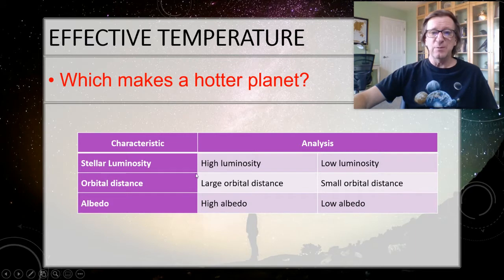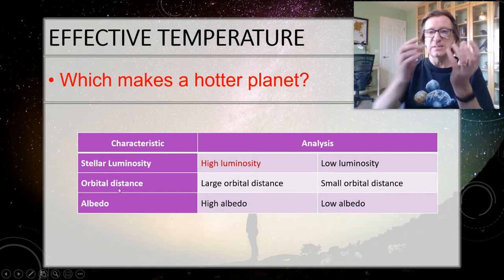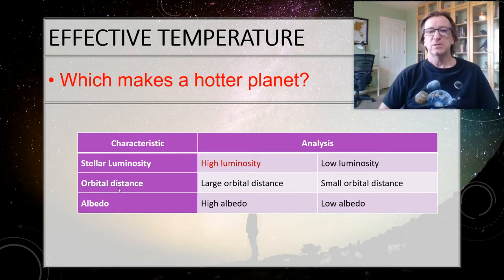You probably got that one right away, right? High luminosity means the star is brighter. It's going to be putting out more energy. So at any given distance, that planet is going to be hotter. All right, now let's do the same thing for orbital distance. This is the distance from the planet to the star. So which is going to be hotter, a large orbital distance or a small orbital distance? Pause the video, think about it.